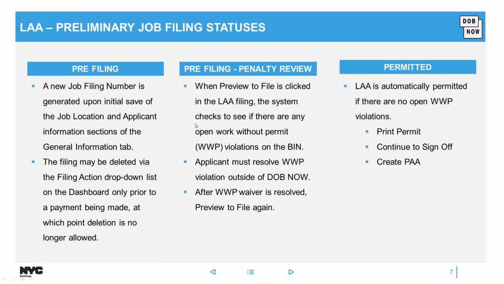As long as there are no open work without permit violations, when an applicant of record goes to submit the LAA filing, it's going to be automatically permitted. So at that point, they'll be able to print out the permit, post it at the job site, continue to do all the work related, and then get their inspection scheduled.